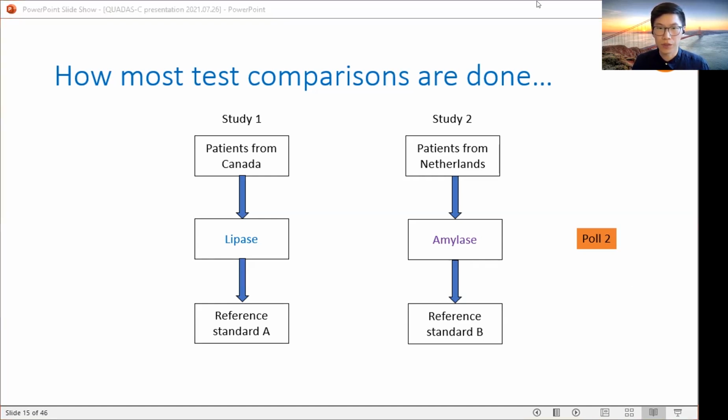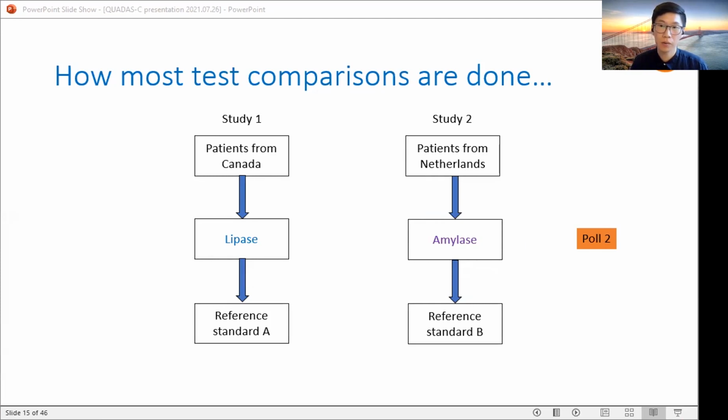Now, this method of comparing tests is also called between study comparisons. I would like to ask you, this method of comparing tests can be problematic because of differences in the type of patients, different types of reference standard, different study designs, all of the above, or none of the above. The majority thinks that all of the above apply, and I agree with this.